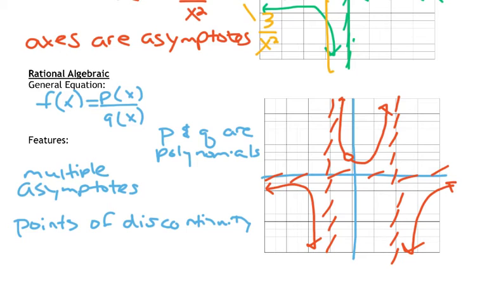The last type of function that we're going to have a whole unit on this year are what's called rational functions, or a rational algebraic function. And so that's when we take two polynomials and divide them by each other. So f of x is a polynomial over a different polynomial. So I'll just give you an example. You could have something like x squared plus 2x plus 3 over x plus 1.